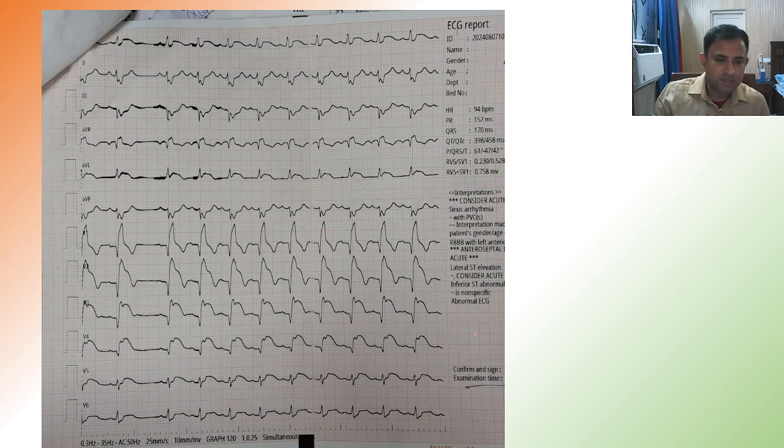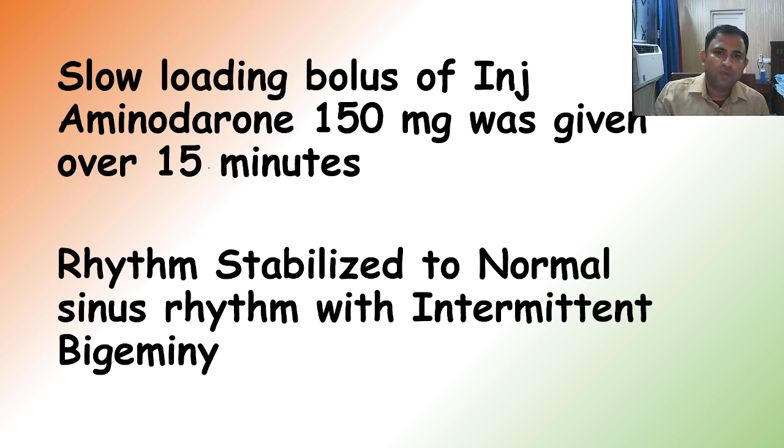Now just look at this rhythm. You find that the P waves have at a given point of time returned. If you see in other leads also, the P waves have returned. Once we had gone through all this and there was intermittent AF, so to stabilize the rhythm, what we did was we gave a slow loading bolus of injection amiodarone over 15 minutes.